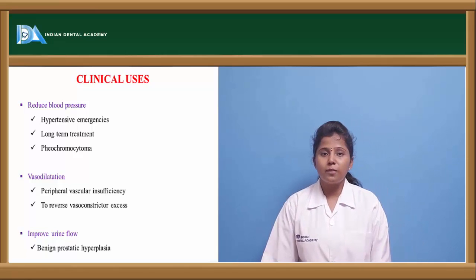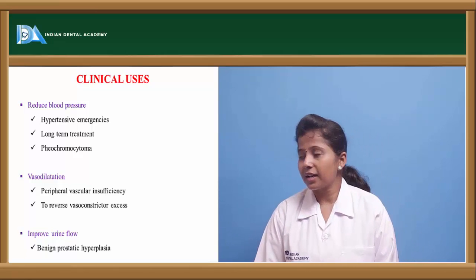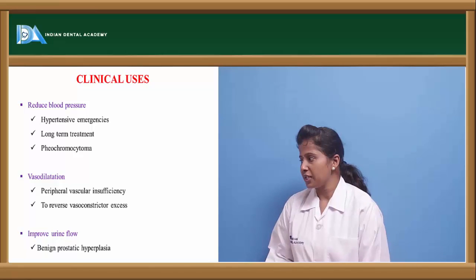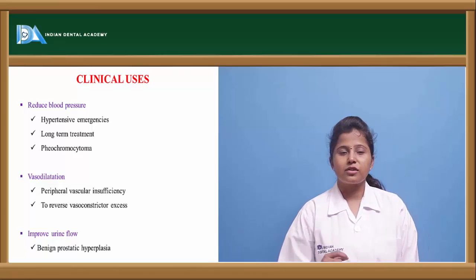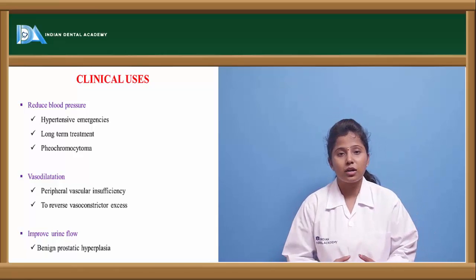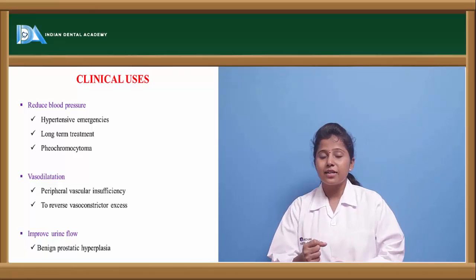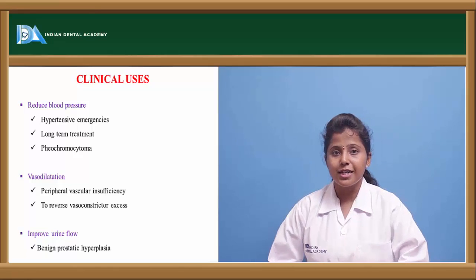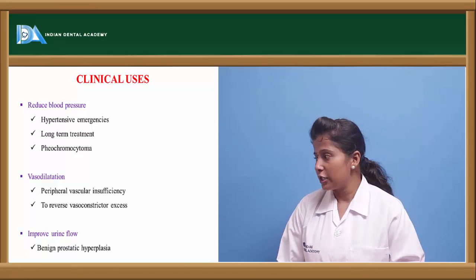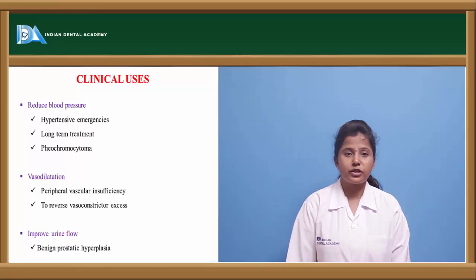In order to reduce the blood pressure in all these conditions, these alpha receptor antagonists are preferred, and they are used for vasodilatation in conditions like peripheral vascular insufficiency, as well as to reverse excessive vasoconstriction, if there is any excessive constriction of the vascular smooth muscle, for example in shock, or else we can say in adverse effects of shock. In order to show vasodilatation, these alpha receptor antagonists are preferred, and they even improve urinary flow, for example in a condition like benign prostatic hyperplasia.